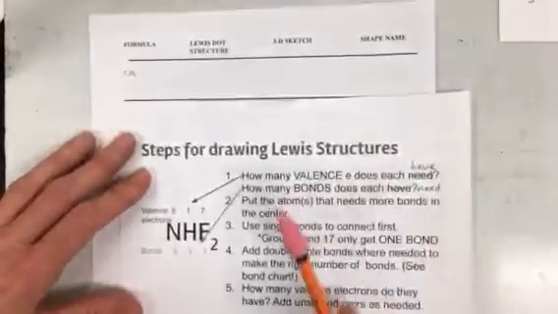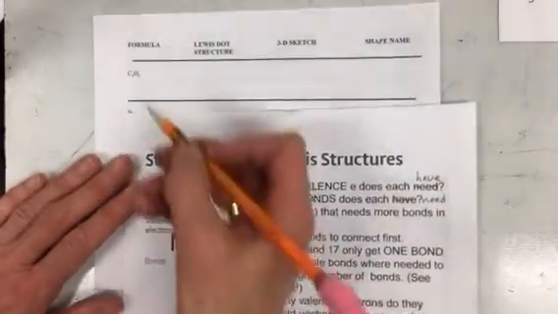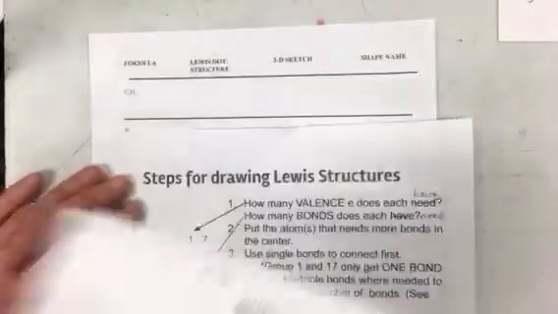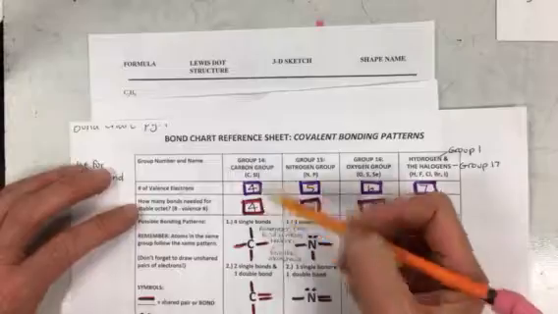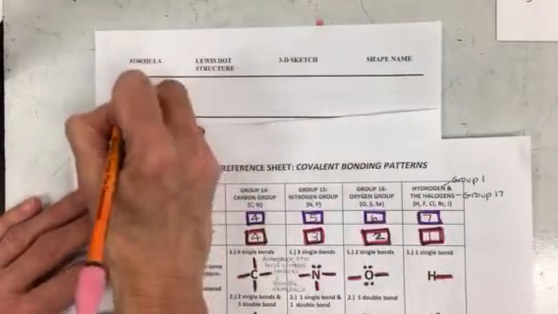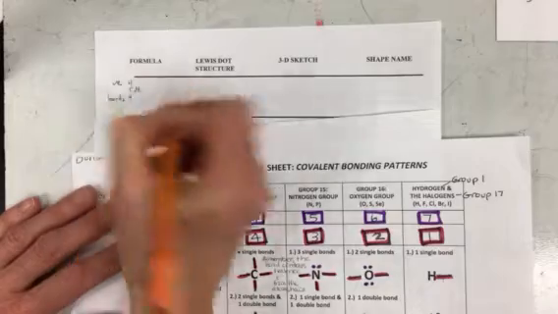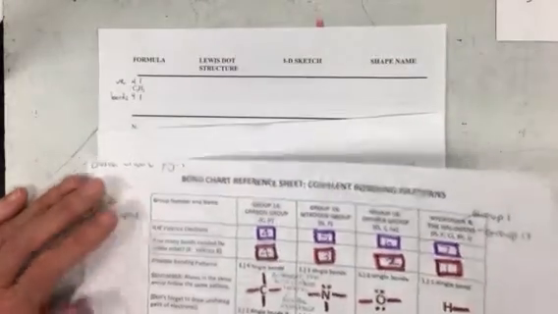So the first step: how many valence electrons does it have, and how many bonds does each need? I see a carbon here, and so actually two carbons. Carbon has 4 valence electrons and needs 4 bonds. So 4 and 4, valence electrons and bonds. And then H, we know, has 1 valence electron and needs 1 bond. That's our unusual one, so keep that in mind.